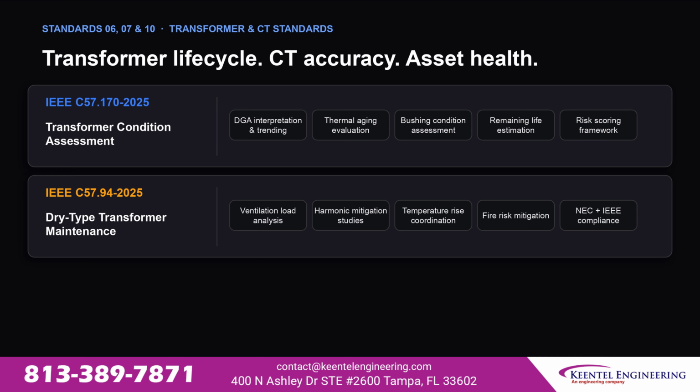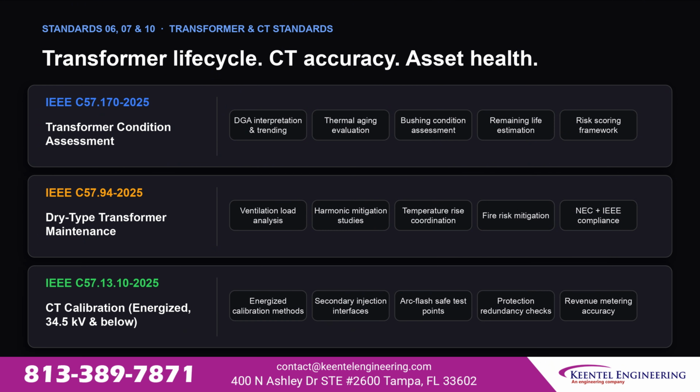IEEE C57.94-2025 covers dry-type transformers, increasingly critical in indoor substations, data centers, and urban renewable plants. The guide addresses ventilation load analysis, harmonic mitigation, temperature rise coordination, and fire risk mitigation.